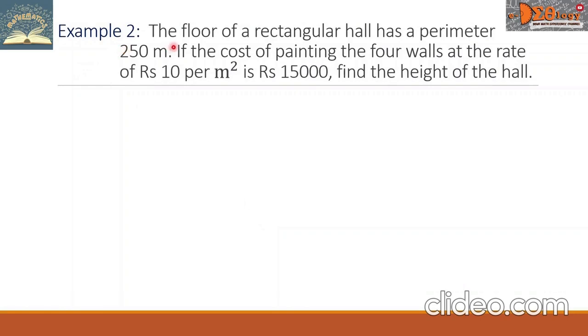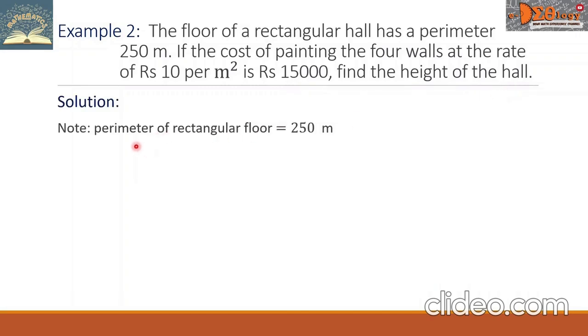Example 2. The floor of a rectangular hall has a perimeter of 250 meters. If the cost of painting the 4 walls at the rate of 10 rupees per square meter is 15,000 rupees, find the height of the hall. Note that the perimeter of the rectangular floor is given as 250 meters. Remember the formula of perimeter, that is 2 times the quantity L plus W.